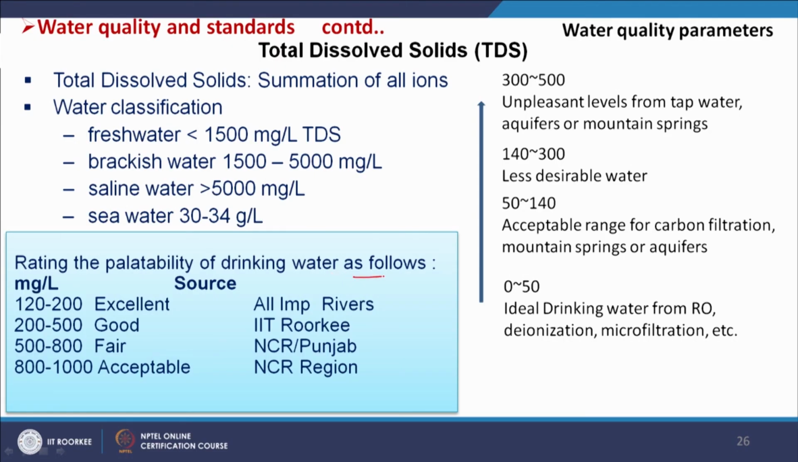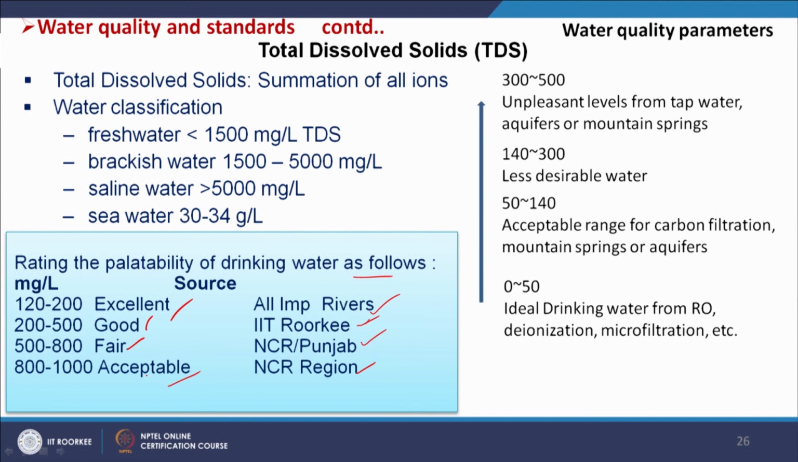The permissible limit of total dissolved solids as per CPCB is 500 ppm. Normally, the palatability of drinking water is rated as follows: 100 to 200 is considered excellent, 200 to 500 is good, 500 to 800 is fair, and 800 to 1000 is acceptable, and after that it is not that good. But these types of situations are available in different parts as mentioned here, say important rivers like 120 to 200, IIT Roorkee campus, NCR and Punjab region.